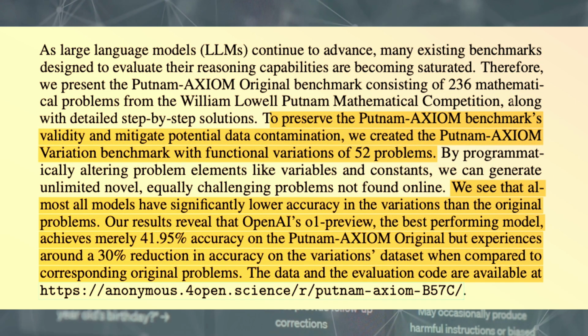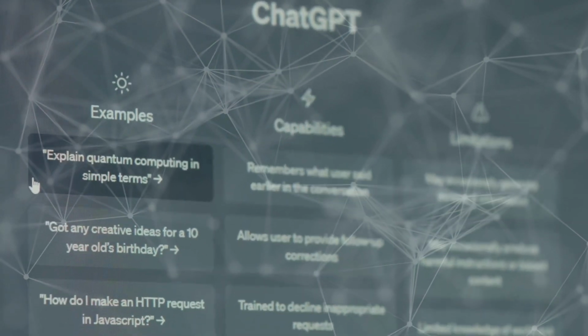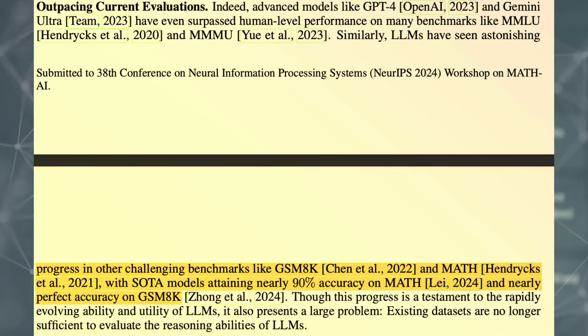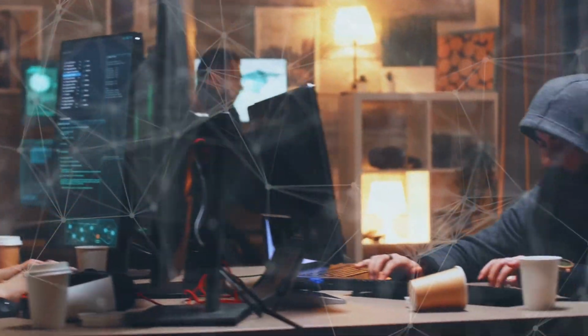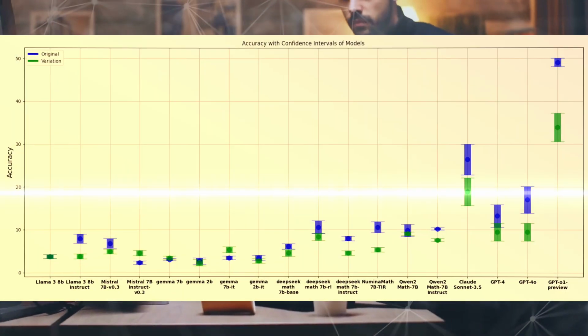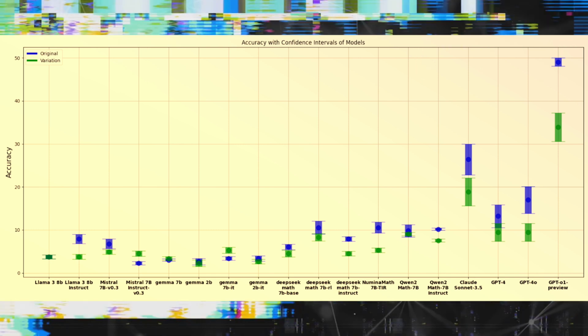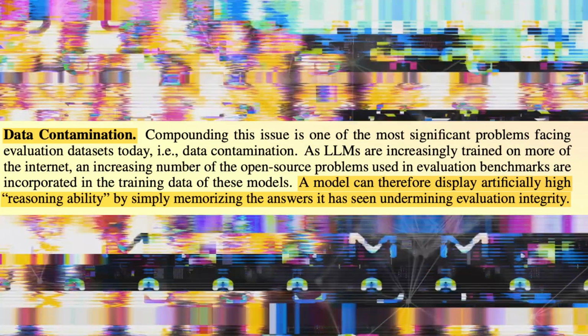Large language models like GPT-4 and Claude are achieving near-perfect scores on benchmarks like Math and GSM-8K. But there's a catch. Many of these scores are inflated because these benchmarks are part of the data sets the models were trained on. It's not reasoning, it's recall. This phenomenon, called data contamination, is the core issue Putnam-AXIOM aims to address.